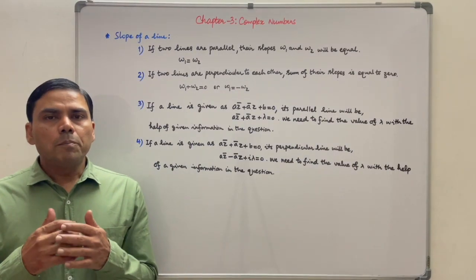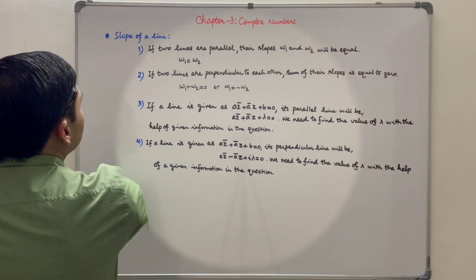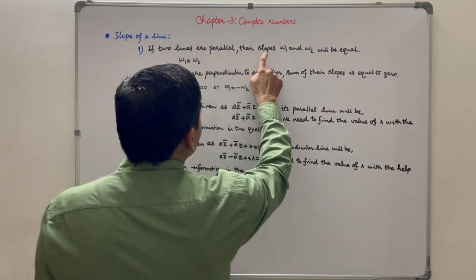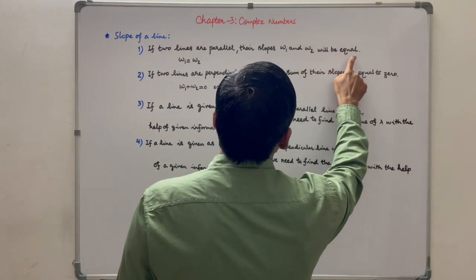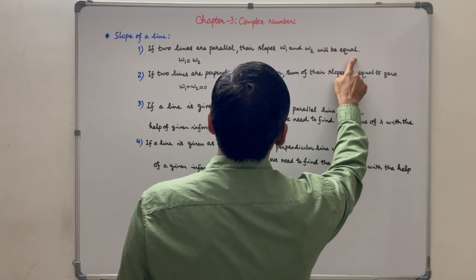Now let us talk about parallel and perpendicular lines. If two lines are parallel, their slopes omega 1 and omega 2 will be equal, as we have seen in coordinate geometry.